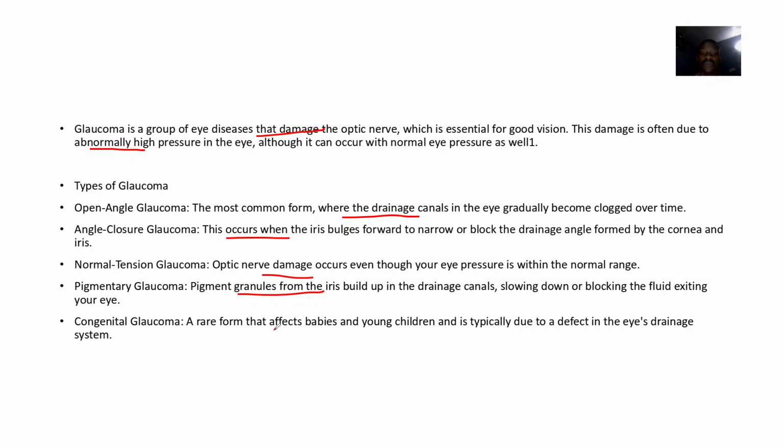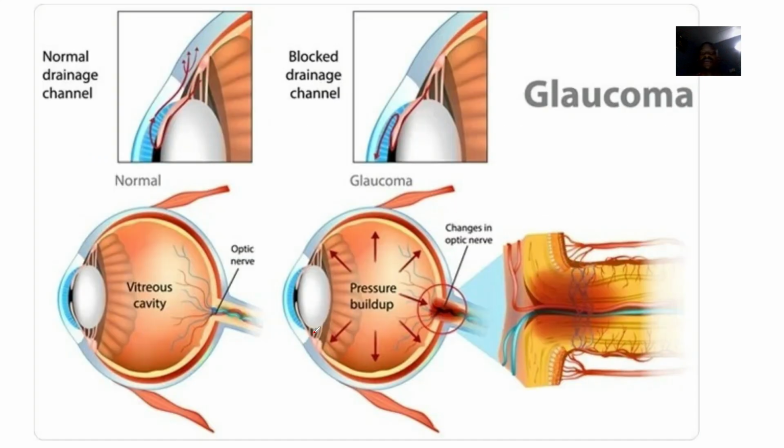Congenital glaucoma, this one is a rare form. Anything congenital, you were born with it. So there's a defect, you're just born like that. You have a defect in the drainage of the eye, that's the eye's drainage system, sorry.